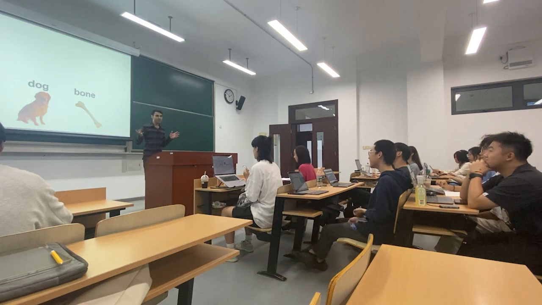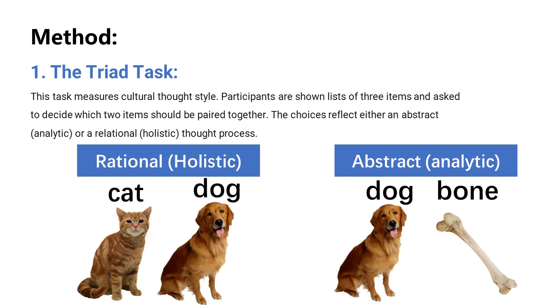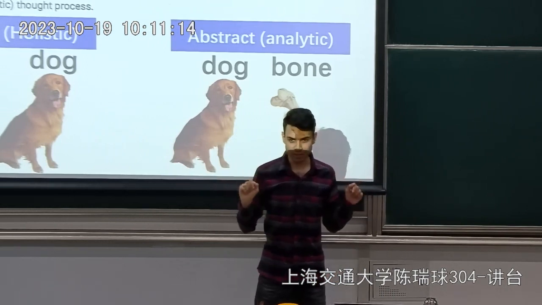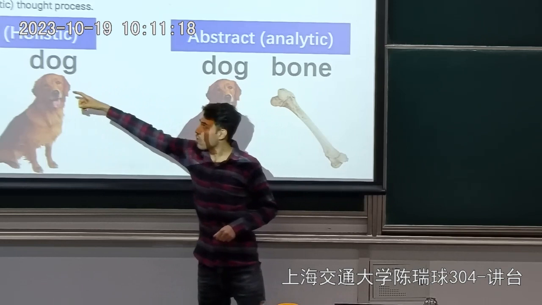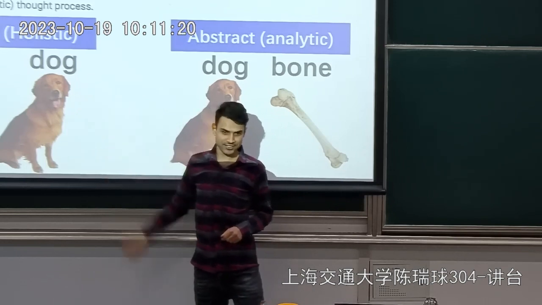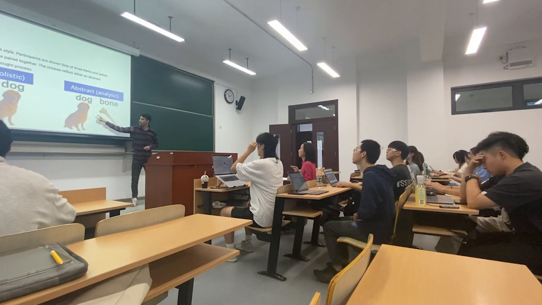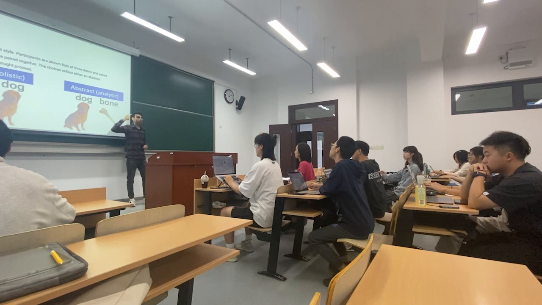So maybe there are 2 types. In this triad task, if you choose cat and dog, it means that you choose according to the category. They are animals, right? So you are thinking rationally or holistically. And if you choose dog and bone, it means that you are thinking in an abstract way.